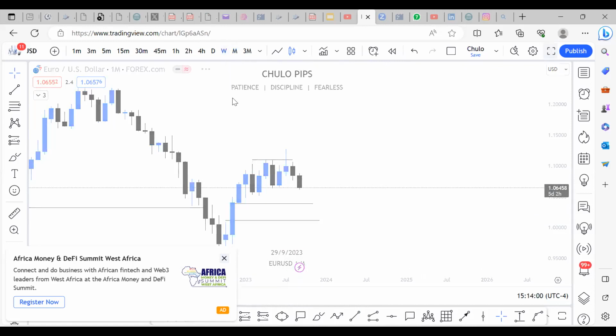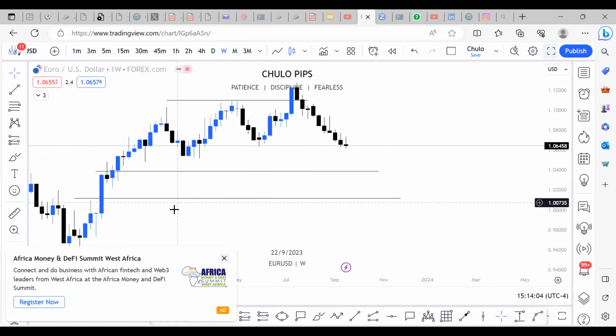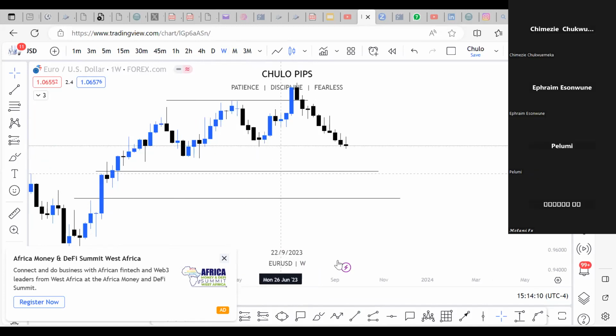Now we go down to the weekly time frame. Let's see. Last week, this low here wasn't raided. Last week Sunday, this low wasn't raided. And from our analysis last week, we were still expecting a down movement on EUR/USD, which actually happened and got this low raided properly.